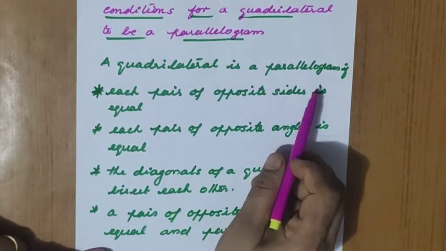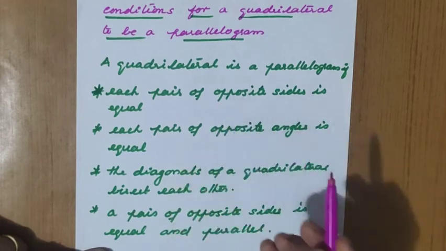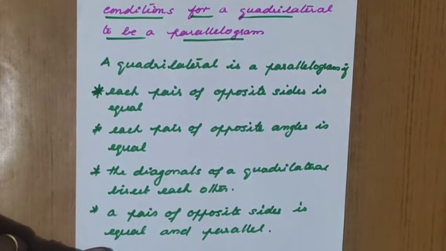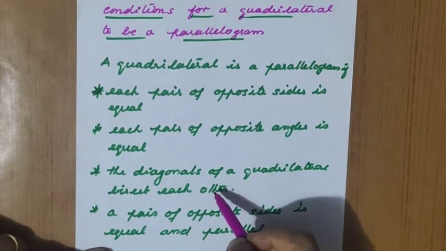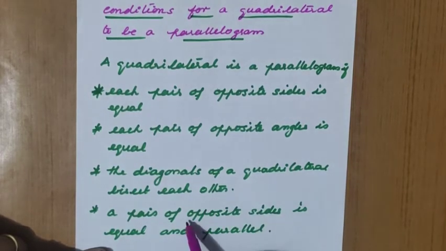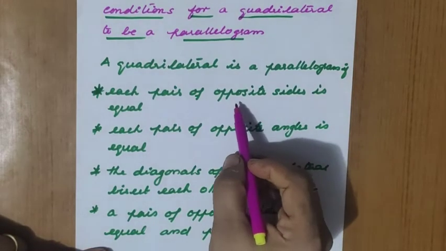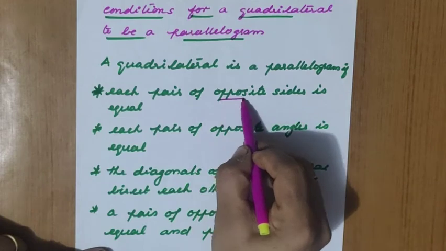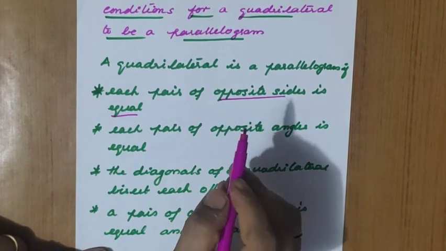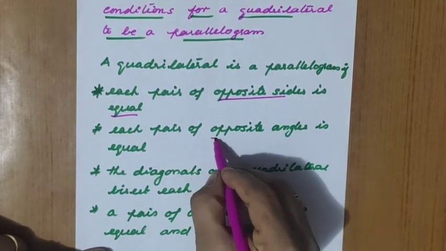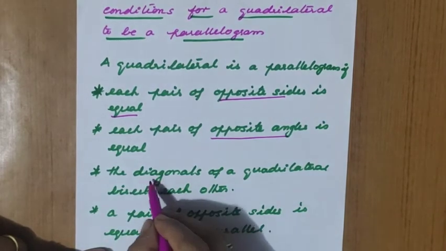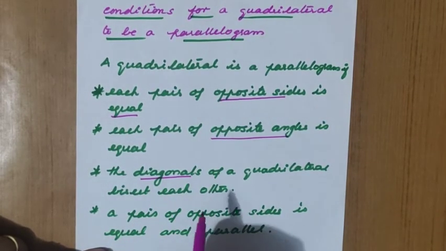A quadrilateral is a parallelogram if each pair of opposite sides is equal. Each pair of opposite angles is equal. The diagonals of the quadrilateral bisect each other, and a pair of opposite sides is equal and parallel. So the condition given is, in a quadrilateral, if opposite sides are equal. In a quadrilateral, four sides will be there. In that, two pairs of opposite sides are equal. Next, two pairs of opposite angles are equal. Next, what about diagonals? When the diagonals bisect each other in a quadrilateral, then it is a parallelogram.